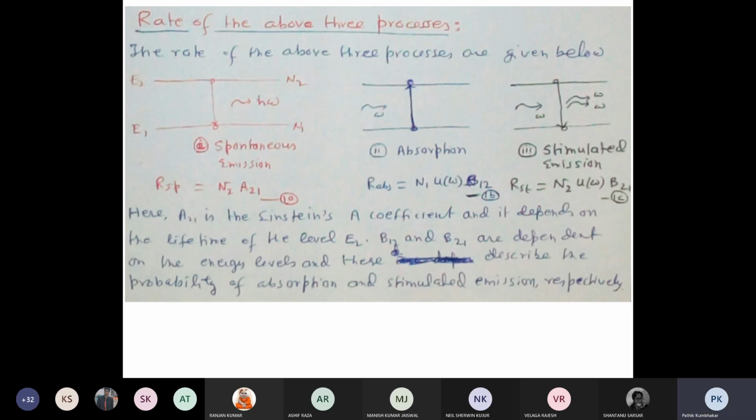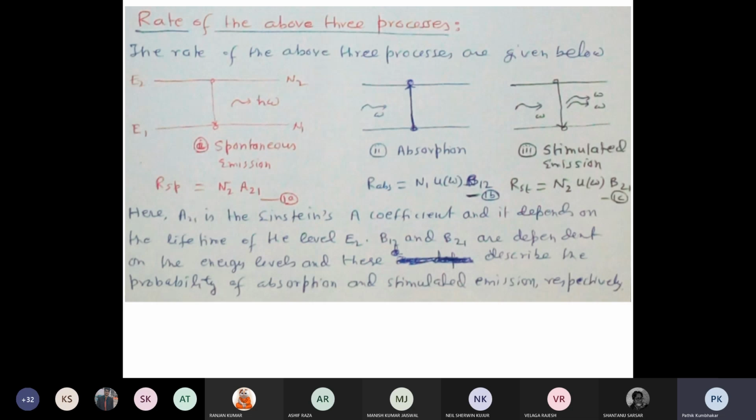It also depends on the energy density of the incident radiation, that is U omega, energy per unit volume per unit frequency, and a proportionality constant B12, the Einstein B coefficient, which again depends on the probability for the absorption between the level 1 and 2. So the rate of absorption is N1 U omega B12. This many absorption transitions take place per unit time per unit volume.